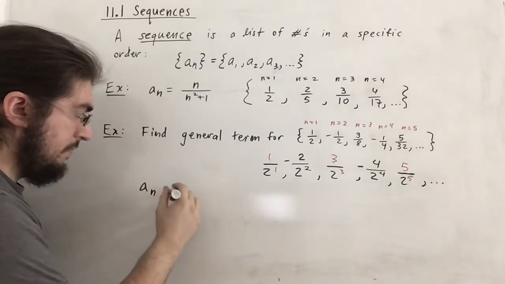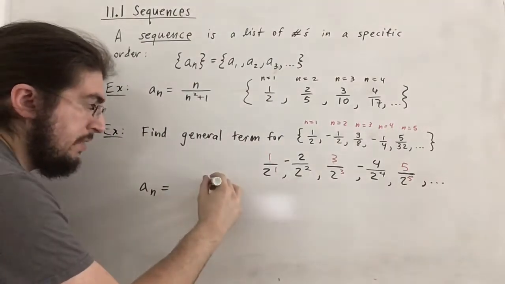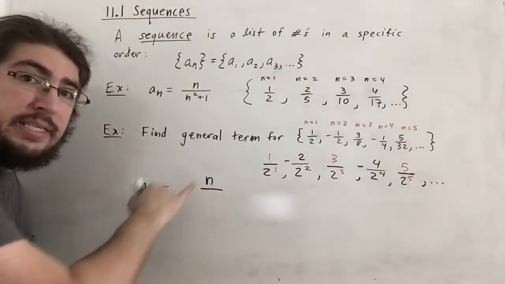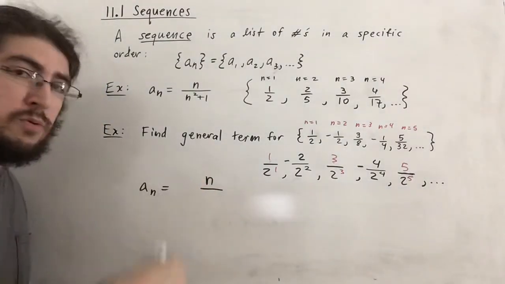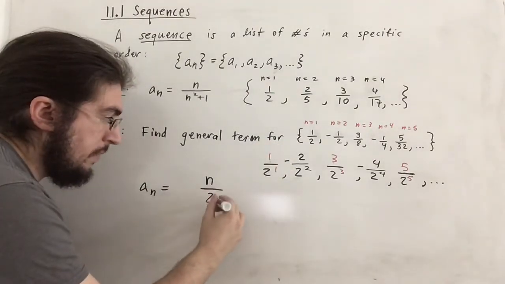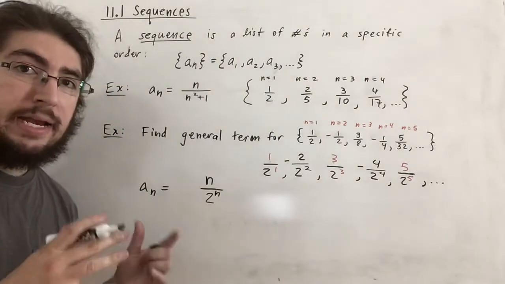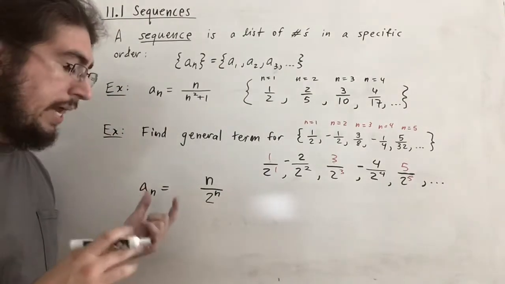So a sub n, the general term, is going to be, for the fraction part, the numerator is going to be the subscript n itself. So when n is 1, the numerator is 1. When n is 2, the numerator is 2. The denominator is going to be 2 to the n. Perfect. Now, the sign. Here's how we're going to handle the sign.